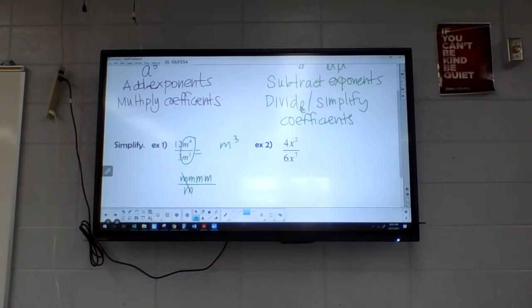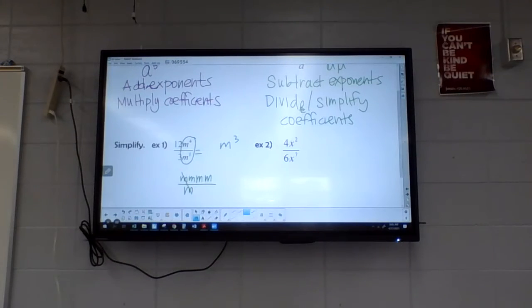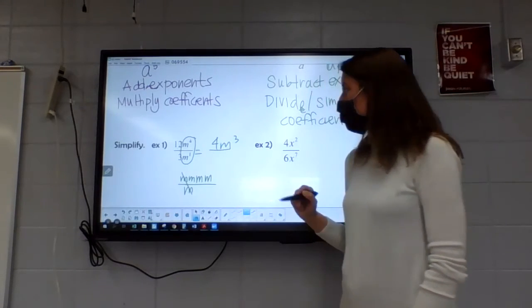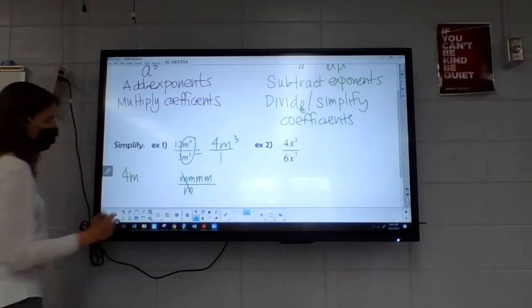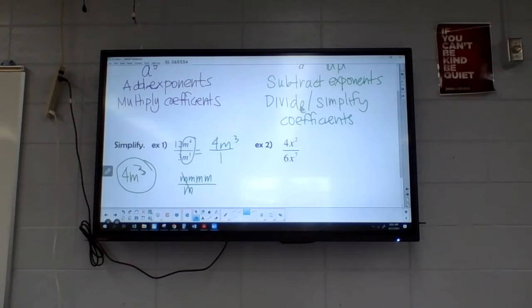Now the coefficients are the 12 and the 3. So we either want to divide or simplify those. So we're going to think about that as 12 over 3. What's 12 over 3 going to be? What's 12 over 3, you guys? 4. And if I wanted to write it as a fraction, it'd be 4 over 1, or you can just write 4. So if you want to write it as a fraction, that's fine. Otherwise, we can just write this as 4m to the 3rd. That should be a 3. All right?